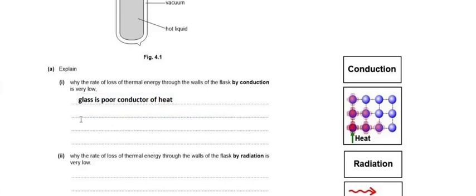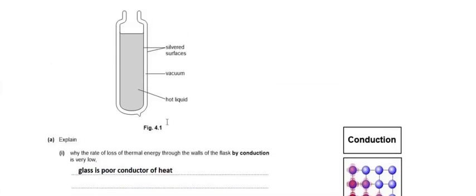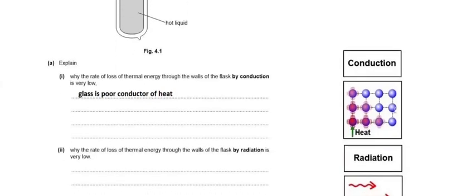Okay. Another point, you can see there is a vacuum between these two silver glasses. Since there is a vacuum, the process of conduction is not possible, since there are no air molecules or any particles. For the process of conduction, we need the particles. We need the medium. And if the medium itself is not present, then conduction won't occur.